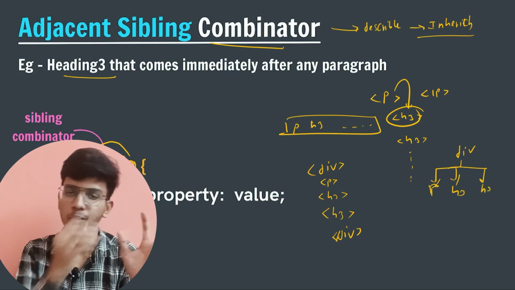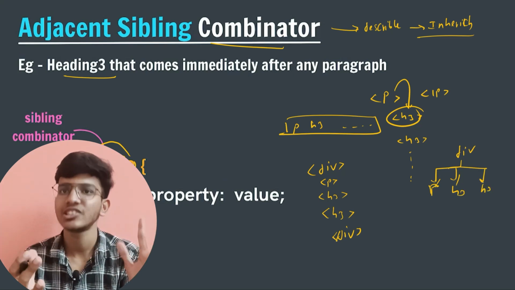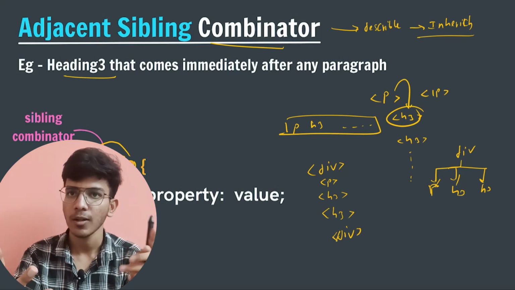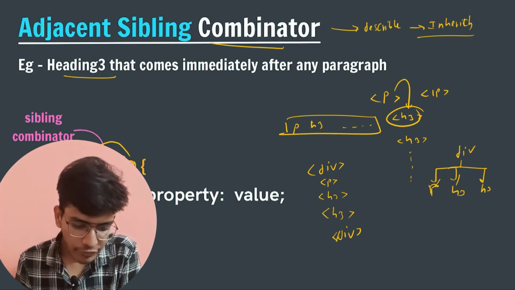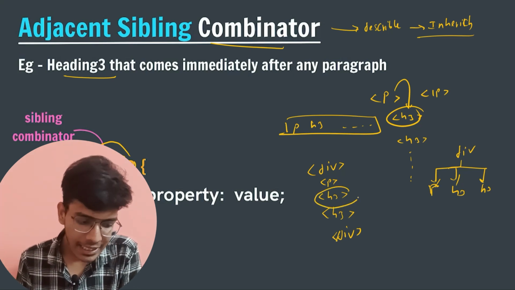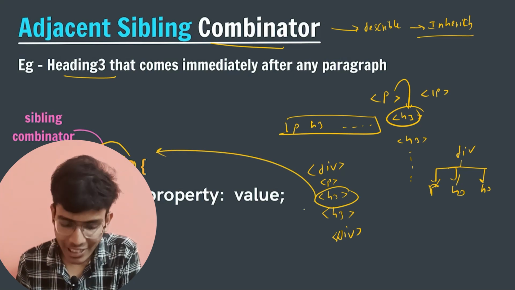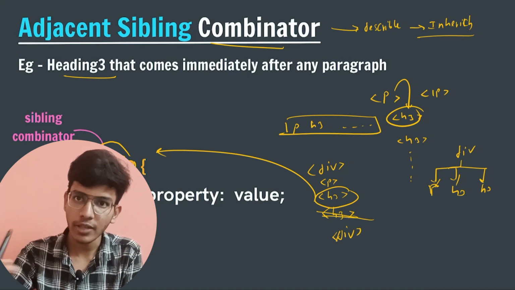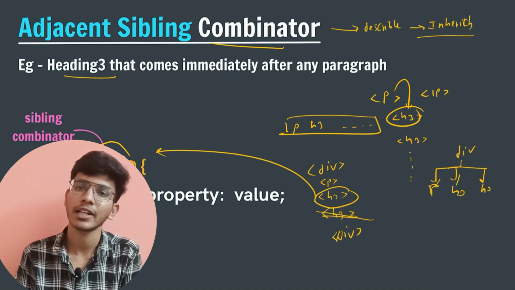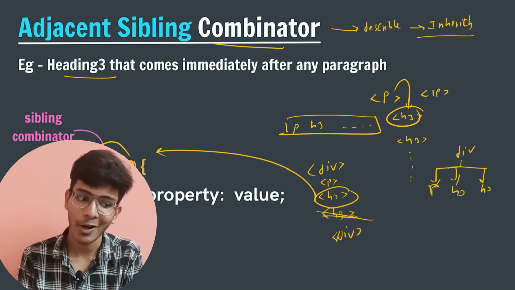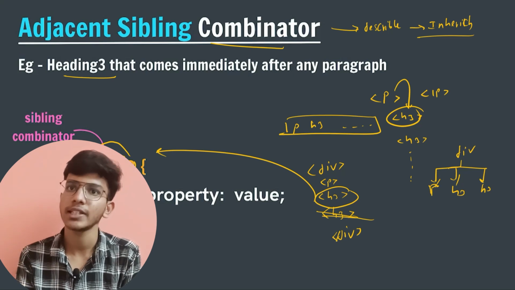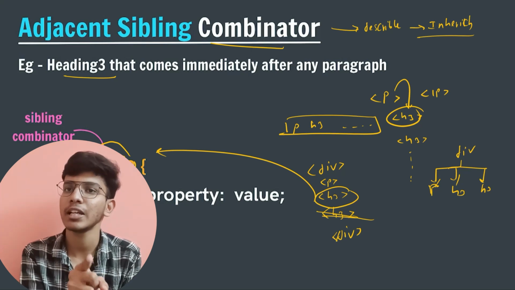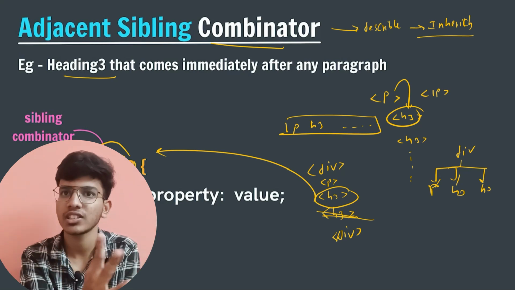Now when I write p plus h3, what this tells us is that the h3 element which comes immediately after the paragraph tag, for this element the styling will get applied, not for this element, because it is not coming immediately after. That is why for the second h3 the styling will not get applied, okay? I hope you have understood. This is the work of combinators. It combines multiple elements and points to a particular element. It tells you, okay, for this element the styling should apply.